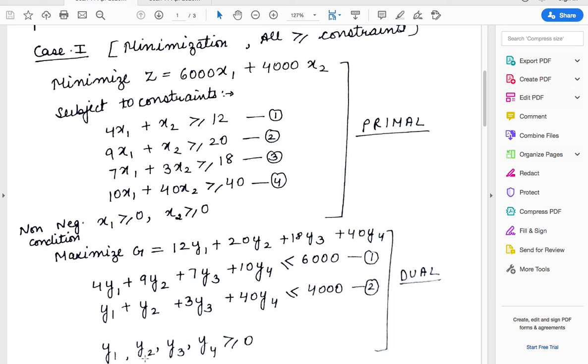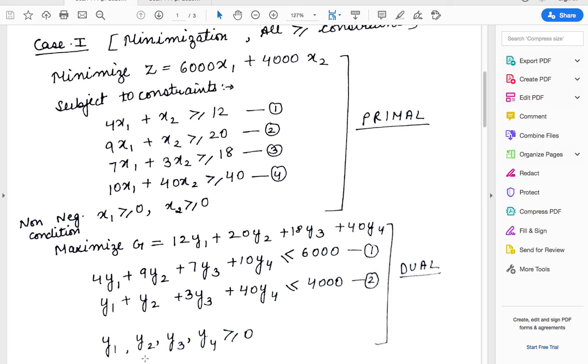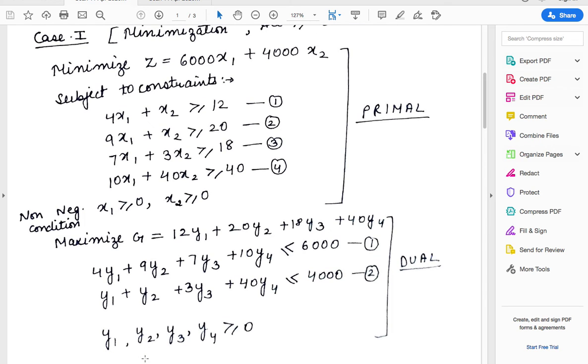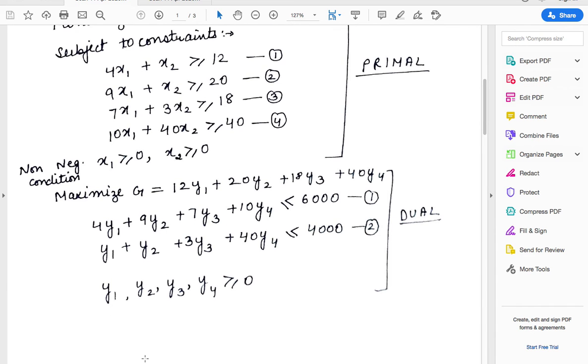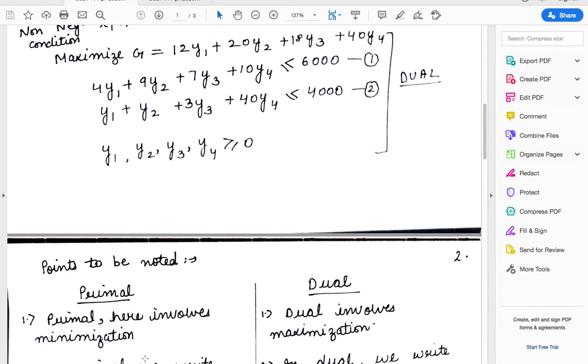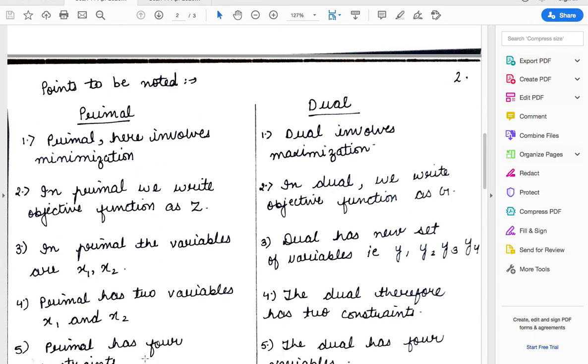The second constraint: in the constraints of the primal, the column-wise values are 1, 1, 3, 40. These values turn into a row: 1y1 plus 1y2 plus 3y3 plus 40y4 less than or equal to 4000. I have taken this 4000 from the objective function of the primal, and in the last I have written y1, y2, y3, y4 greater than or equal to 0. This is the non-negativity condition. So what are the points to be noted here?